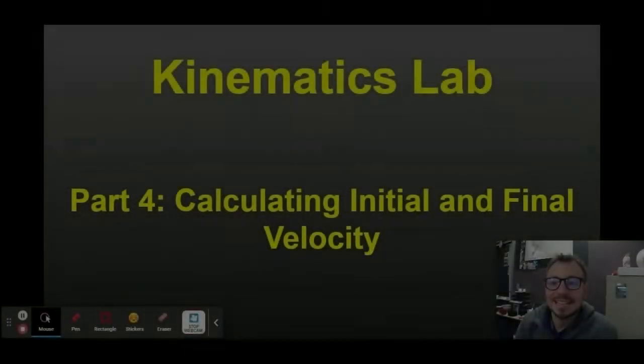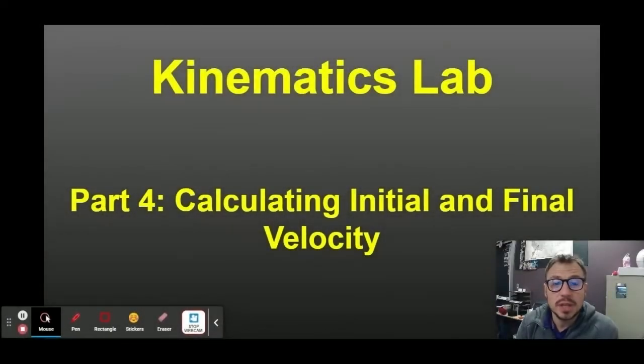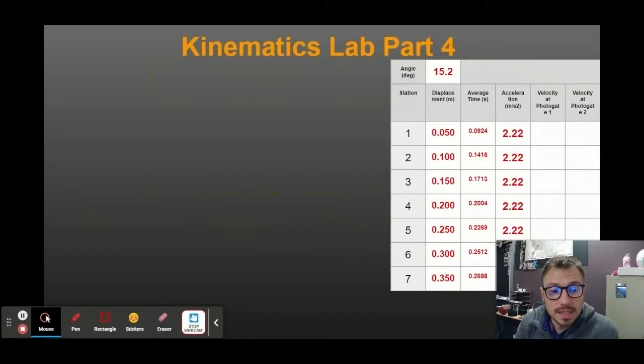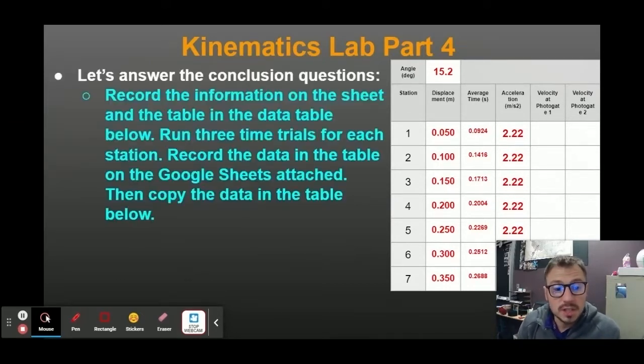This is the Kinematics Lab, Part 4, calculating the initial and final velocity. So if we look at the data on this one, the angle is 15.2 degrees. So we've done this before. This was Part 2 of the Kinematics Lab, and notice the acceleration is going to be the same for all these points. That's where we got that acceleration. So when I did this, the acceleration is 2.22 meters per second squared. So that's the acceleration that I'm going to use for this whole thing. So that was all of Part 2, just getting that acceleration.